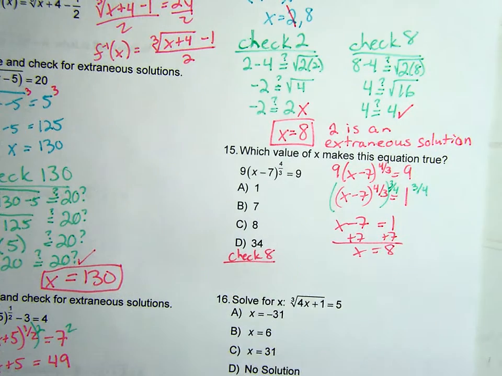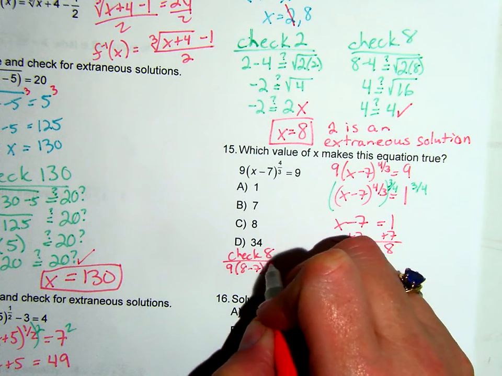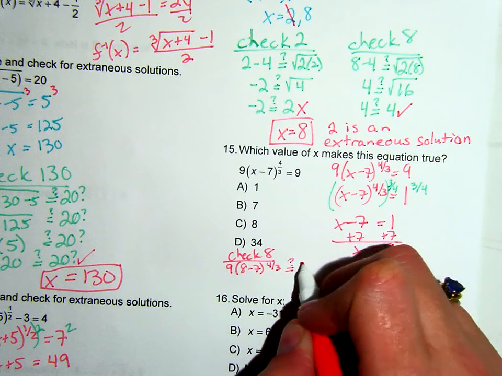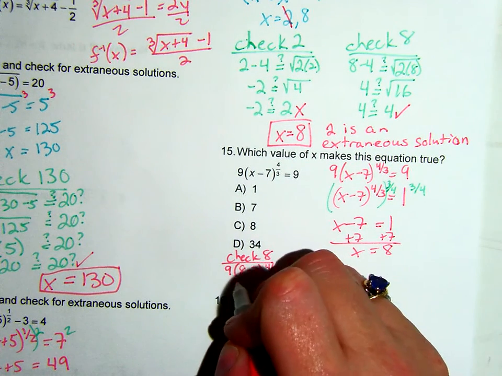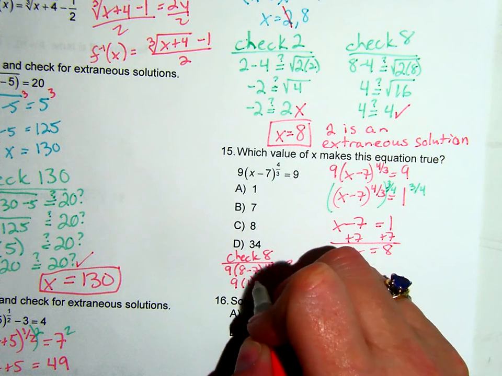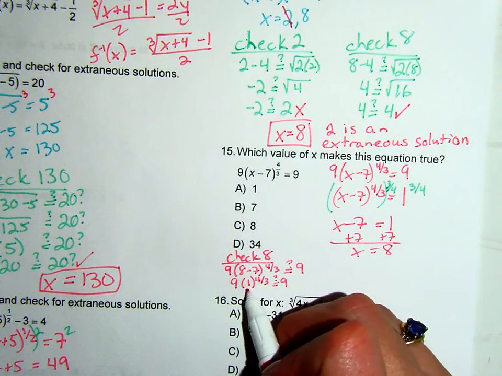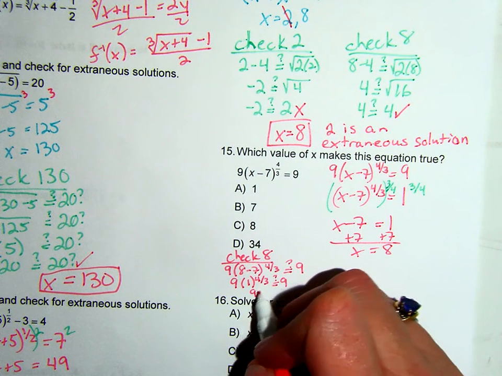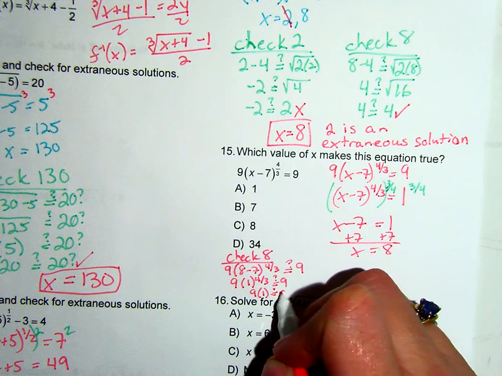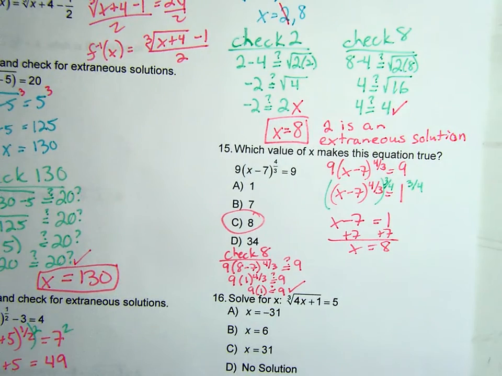Again, we go back to the original. So 9, parenthesis, 8 minus 7 to the 4/3. Does that equal 9? Again, we can only simplify on the left side and only simplify on the right side. No moving stuff back and forth. So we have 9. 8 minus 7 is 1. And we're asking, does it equal 9? 1 to the 4th is 1. The cube root of 1 is 1. So I have 9 times 1. Does that equal 9? 9 times 1 is 9. So this checks out. And 8 is a solution.